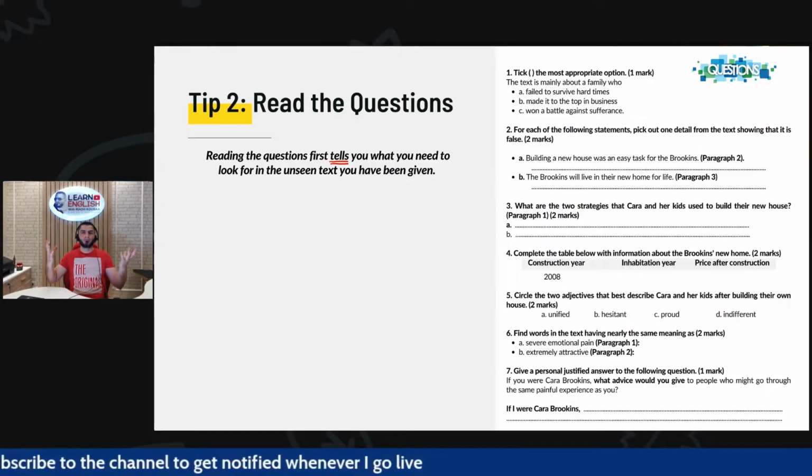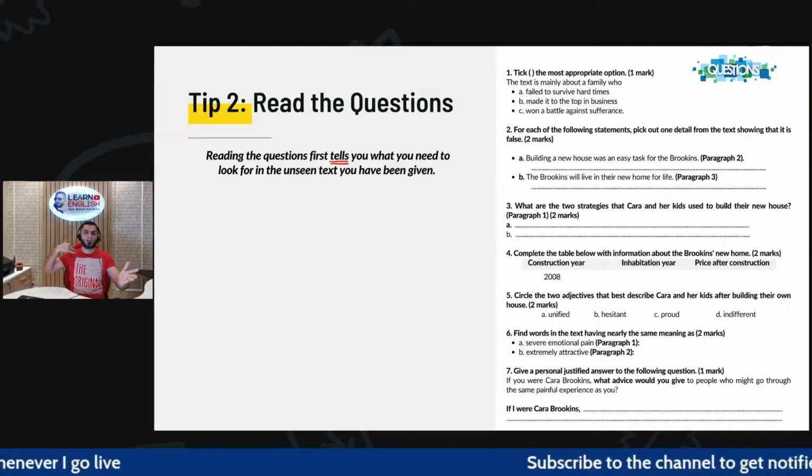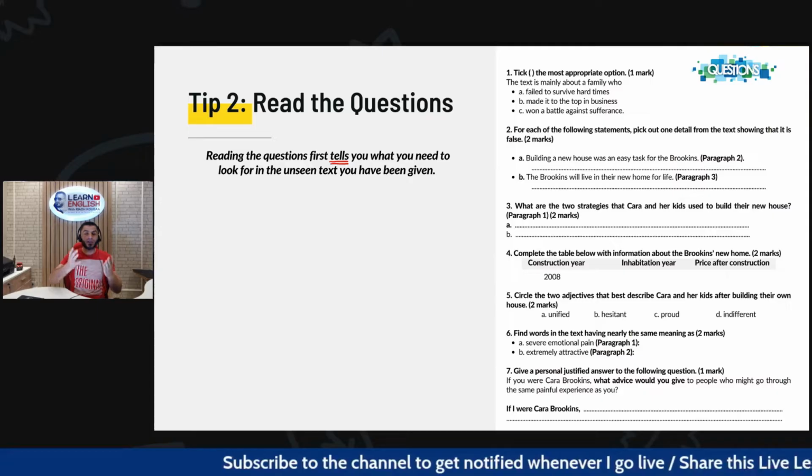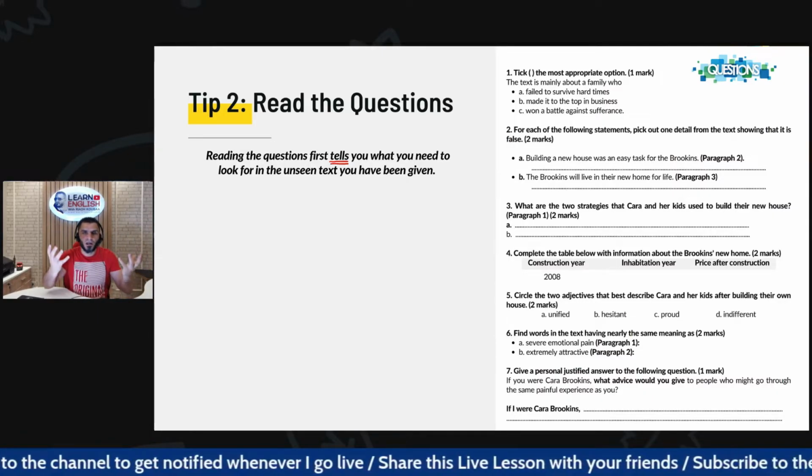So which is better? Reading the text right away without having prior knowledge or information about the text, or having information about what the text is about and then starting to read the questions? So which is better?